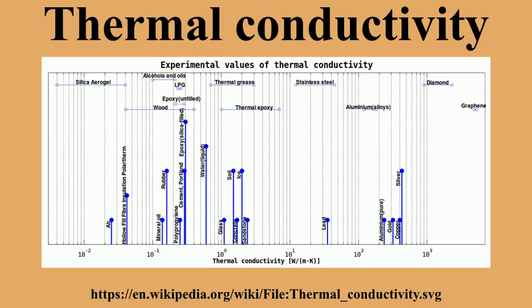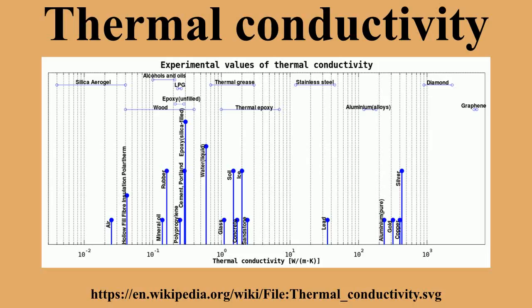Correspondingly, materials of high thermal conductivity are widely used in heat sink applications, and materials of low thermal conductivity are used as thermal insulation. The thermal conductivity of a material may depend on temperature. The reciprocal of thermal conductivity is called thermal resistivity. Thermal conductivity is actually a tensor, which means it is possible to have different values in different directions.